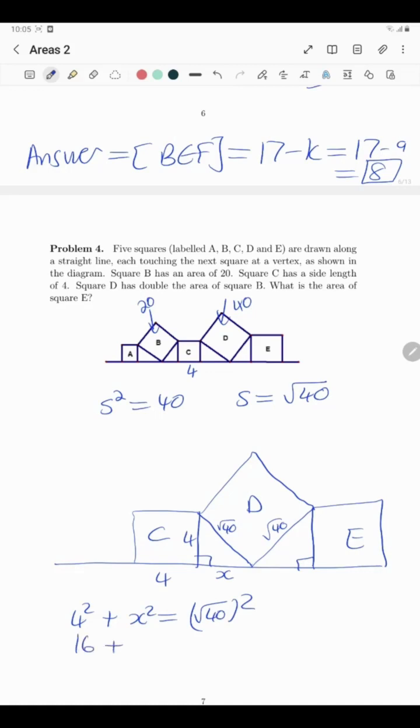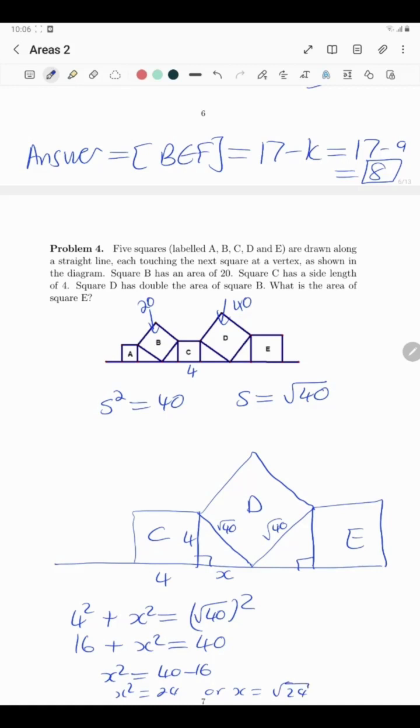Now let's do the maths. 4 squared is 16 plus x squared is root 40 squared, means root 40 times root 40. Root 40 times root 40 is 40. So we see that x squared will be 40 minus 16. So x squared will be 24, or x will be root 24. Wonderful. So we know that x is root 24.